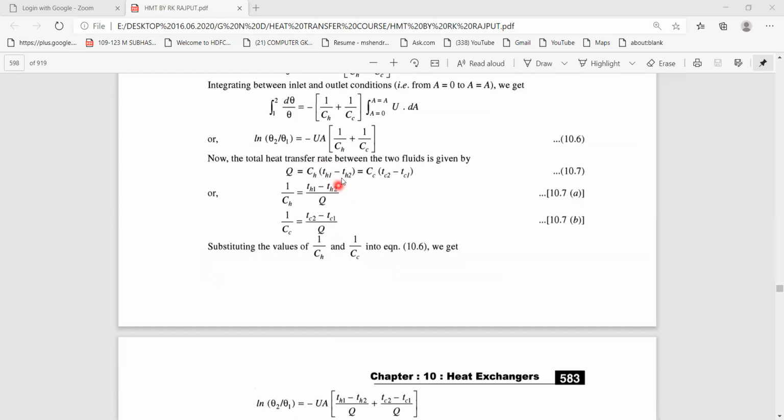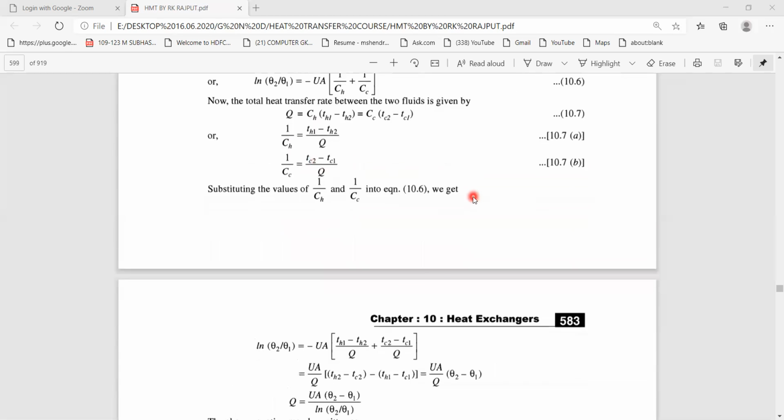So this is the heat lost by the hot fluid, and this is the rate of heat absorbed by the cold fluid. Let's do the cross multiplication here. So 1 by Ch equals (Th1 minus Th2) divided by Q. Similarly, 1 by Cc equals (Tc2 minus Tc1) divided by Q. So we got 1 by Ch and 1 by Cc separately. Let's substitute 1 by Ch and 1 by Cc in this equation.